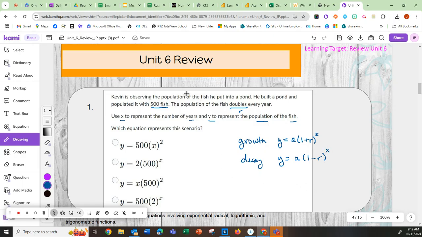So in this problem, it does tell us that our fish are doubling every year. So if there's 500 the first year, there'll be 1,000 the second year. Then it's going to double. There'll be 500 the first year. There'll be 1,000 the second year. Then 1,000 doubles. There'll be 2,000 the third year. Then 2,000 doubles. And then there'll be 4,000 the fourth year, and so on. So it's doubling. A is going to be your initial amount. So A stands for initial amount.